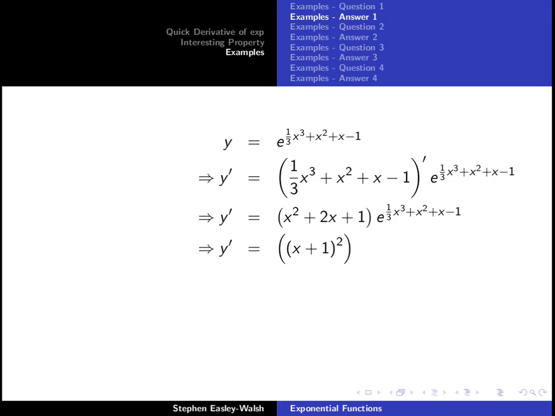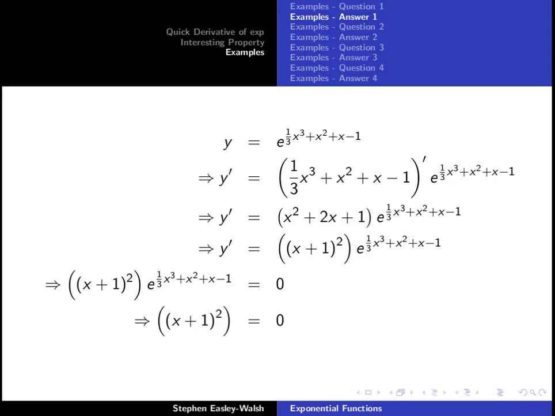The term x squared plus 2x plus 1 can be written as x plus 1 squared, times e to the power of 1/3 x cubed plus x squared plus x minus 1. We require this to be 0. So this reduces down to x plus 1 squared must equal 0. So we have x must equal minus 1. This is where the stationary point occurs.